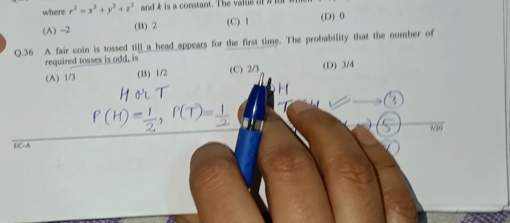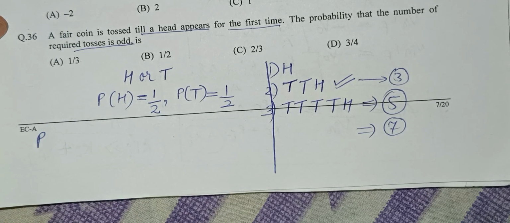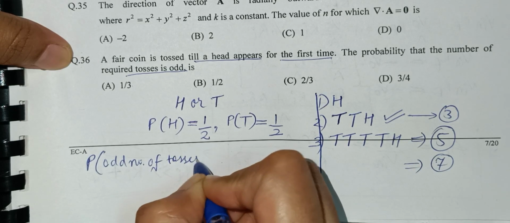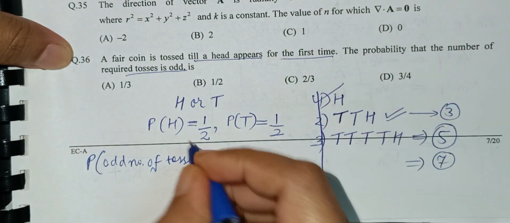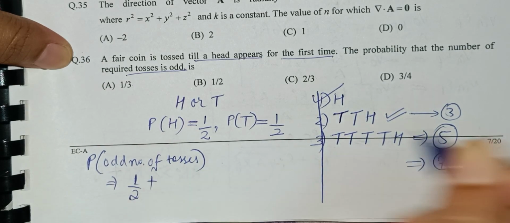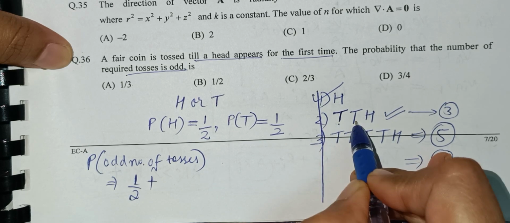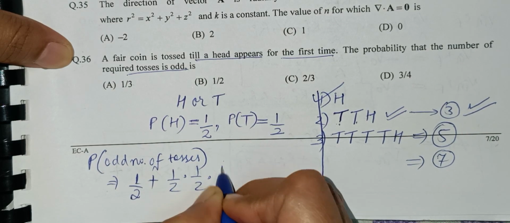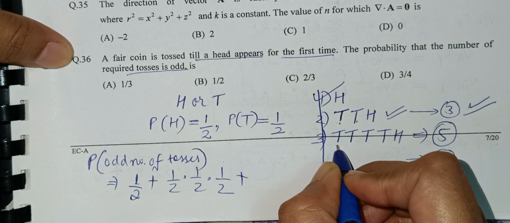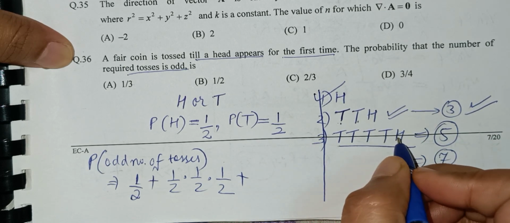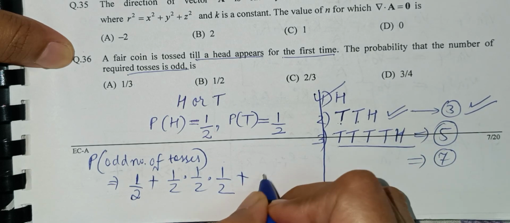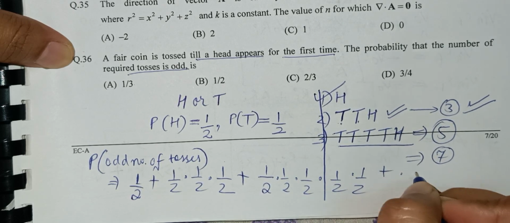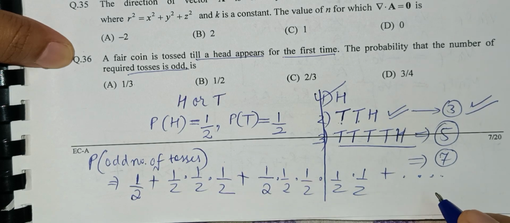So what is the probability of an odd number of tosses? First of all, you can get head in the first toss, so that is 1/2. You can also get tail in the first toss and then head. It is odd, it is 3 tosses, so you can write 1/2 into 1/2 into 1/2. Again you can get 5 tosses, where in the first 4 tosses you get tail, but in the 5th toss you get head: 1/2 into 1/2 into 1/2 into 1/2 into 1/2, and so on. Then you require 7 as well.